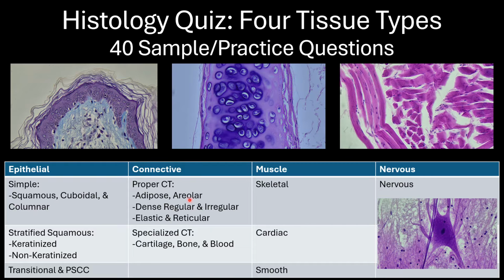So if you need more time, you can pause the video. Below is a table of the 4 tissue categories with tissue subtypes that we'll be identifying. In most cases, we will see each possible answer twice. The complete list is in the description. Let's get started.